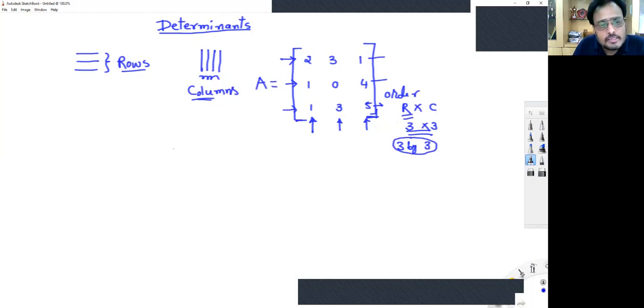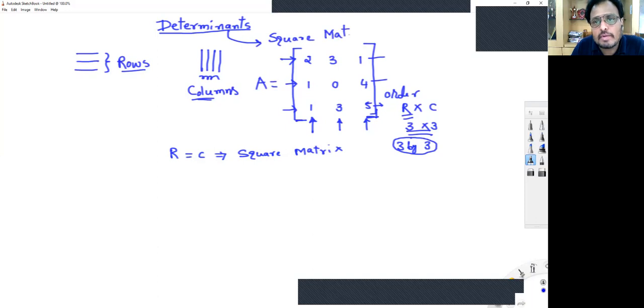In this matrix, you can see that the number of rows and columns are equal. Therefore, the given matrix is known as a square matrix. For determinants, first remember that we need only square matrices. The determinant exists for only square matrices, not for any other matrices. So our topic is limited to square matrices, and we must have a very good idea about them.